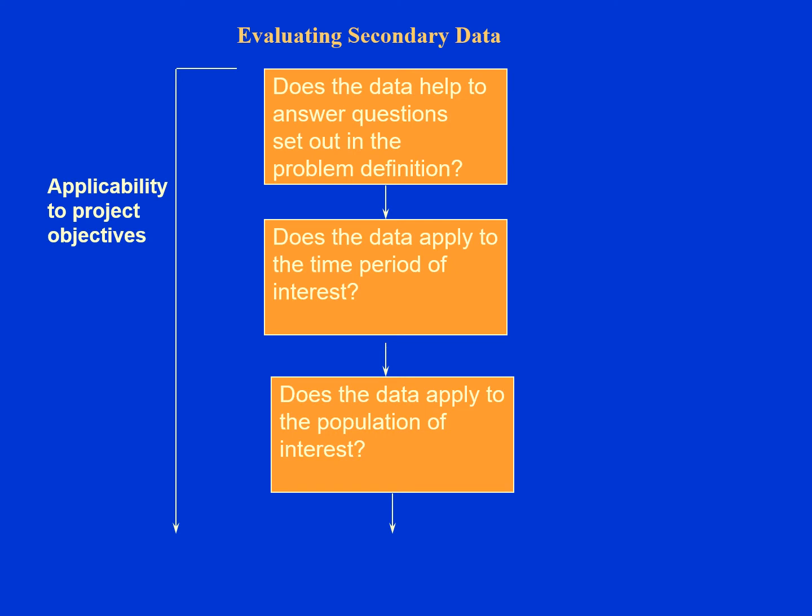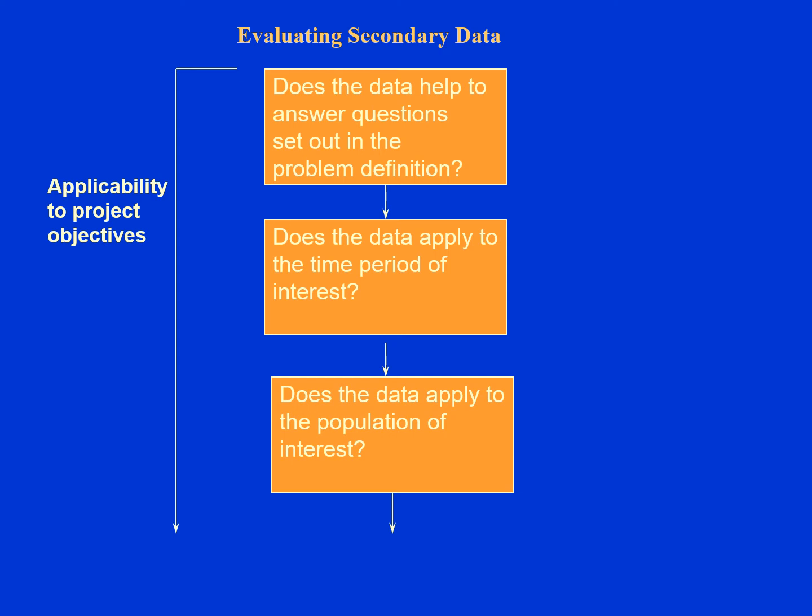Evaluating secondary data. If we look at this exhibit, first is applicability to project objectives. If the answer to this question is yes, we can proceed, but when the answer is no, we have to stop the use of secondary data. Does the data help to answer questions set out in the problem definition? If the answer is yes, we proceed to the next step. Does the data apply to the time period of interest? If yes, we move to the next step. If the answer is no, we have to stop.